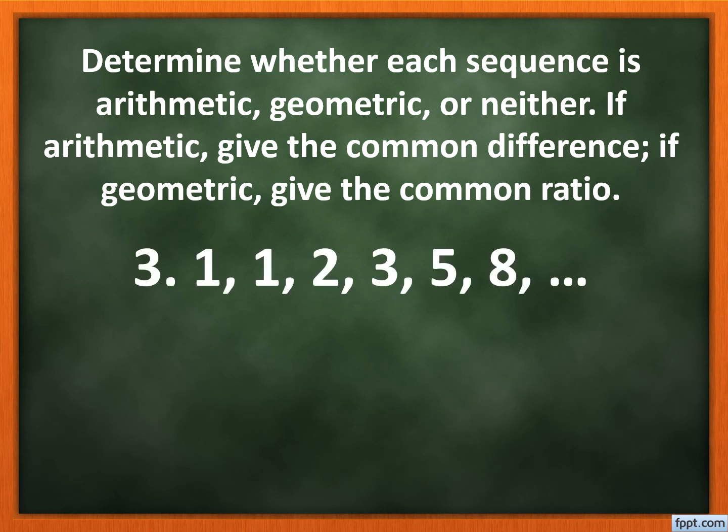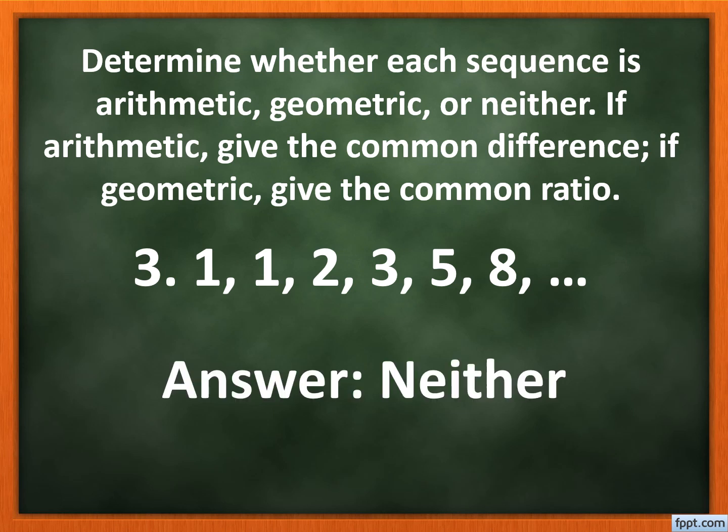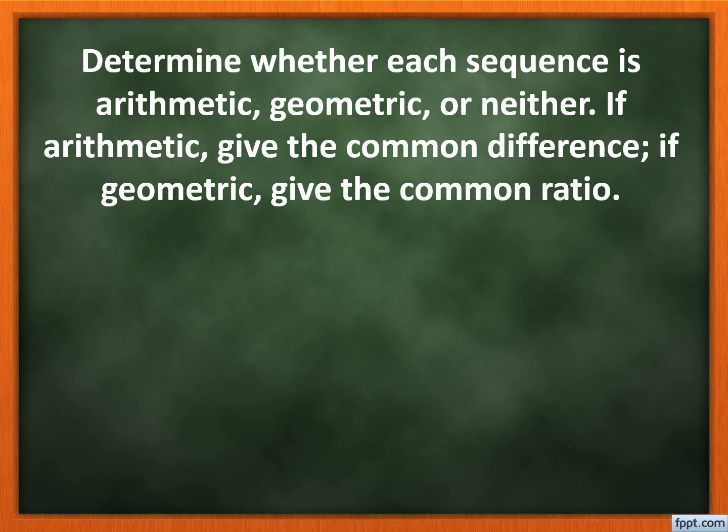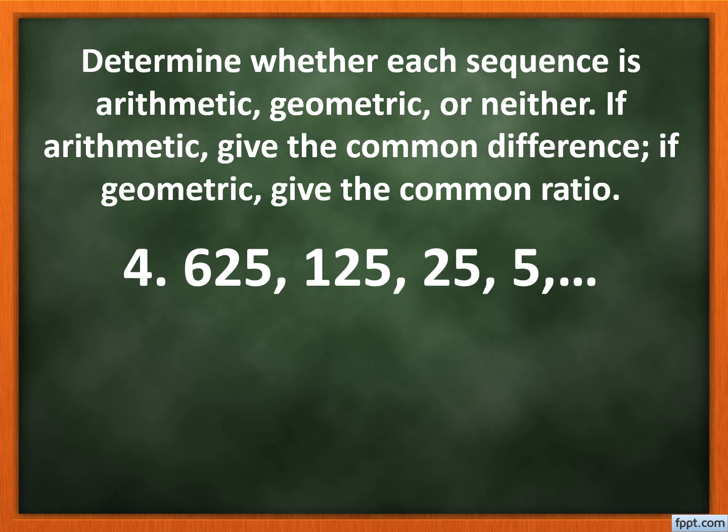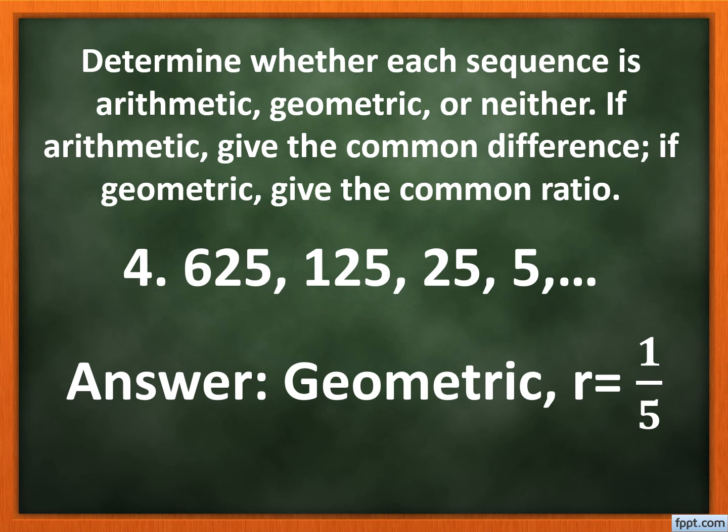For number 3, we have 1, 1, 2, 3, 5, 8, and so on. The answer is neither. This sequence is neither arithmetic nor geometric sequence. So for number 4, we have 625, 125, 25, 5, and so on. And the answer is geometric, and the common ratio is 1/5.